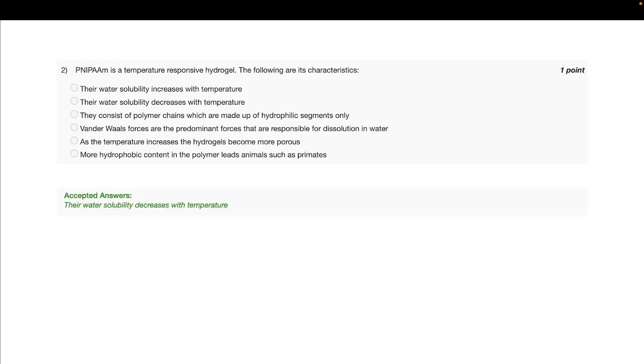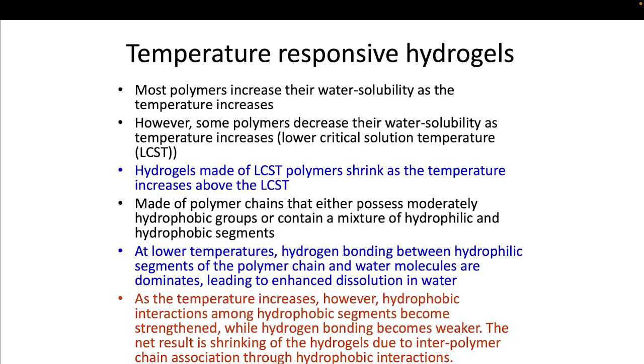Yeah, you are absolutely right. The right option is the second option, that is the water solubility decreases with increase in temperature. So, as I said, temperature responsive hydrogels are made with special polymers known as LCST, which is low critical solution temperature. So, these polymers actually become less soluble as you increase the temperature because they are made from both hydrophilic and hydrophobic parts. So if you guys remember, hydrogels are essentially made of hydrophilic polymers because they have a tendency to absorb water and they swell.